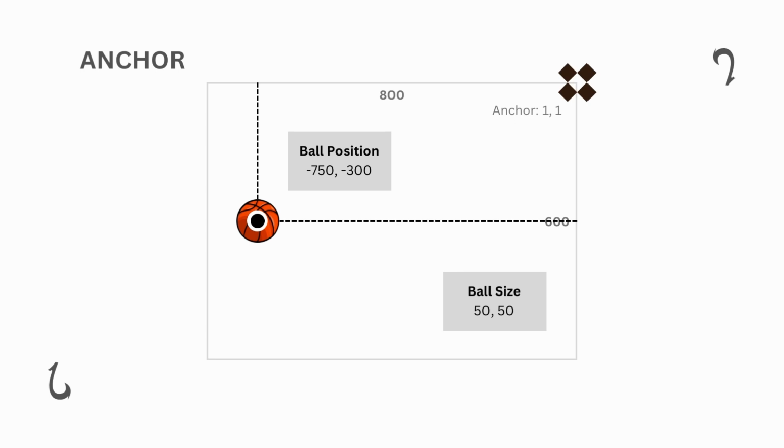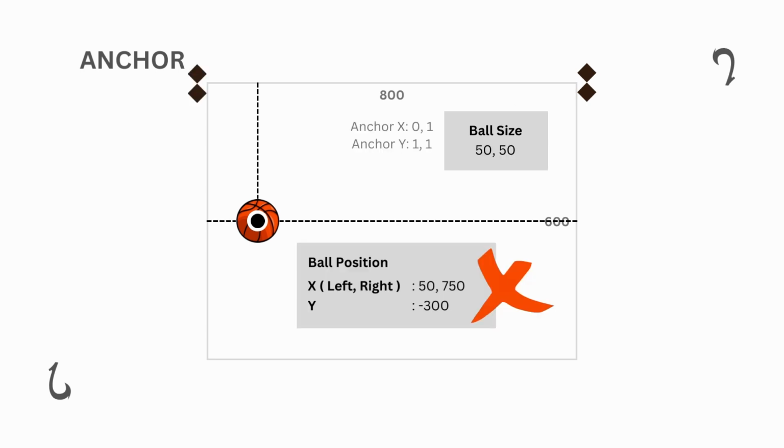And don't worry, the ball position is automatically adjusted when we change the anchor. Okay, now let's make it more complicated. Let's introduce minimum anchor and maximum anchor for the x first. So we have two anchor points, which is 0 and 1 for x. So it will become like this.